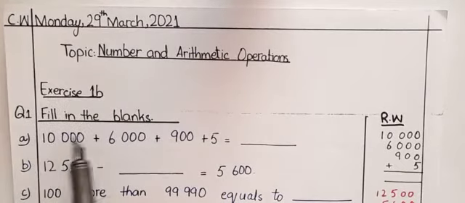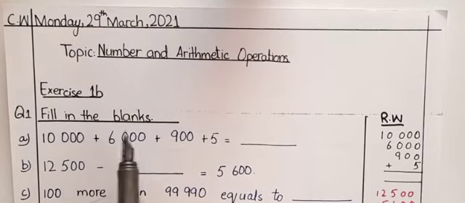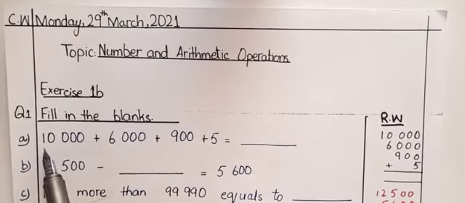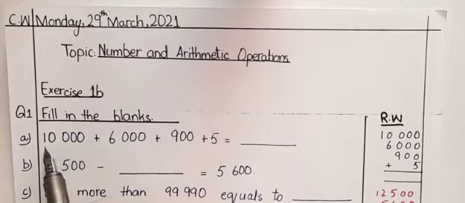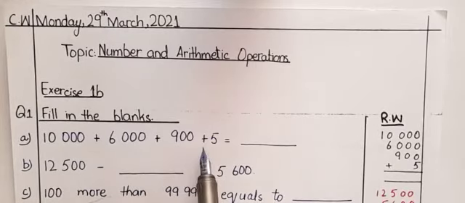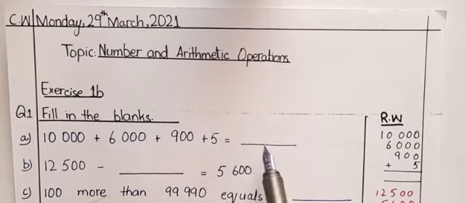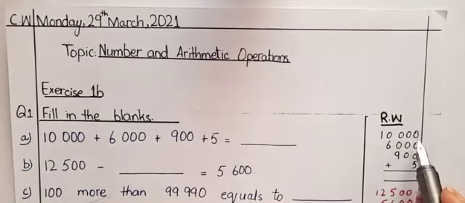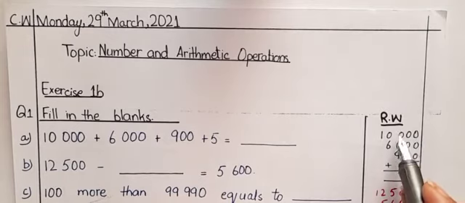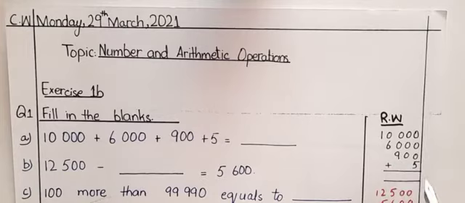Exercise 1B, we are doing question number 1, that is fill in the blanks. Our first blank is, you can read this number, 10,000 plus 6,000 plus 900 plus 5. What will be the answer? Here you can see I have written 10,000. Then from the right hand side, 6,000 in the thousands place 6, 900 with the hundreds place 9, and 5.